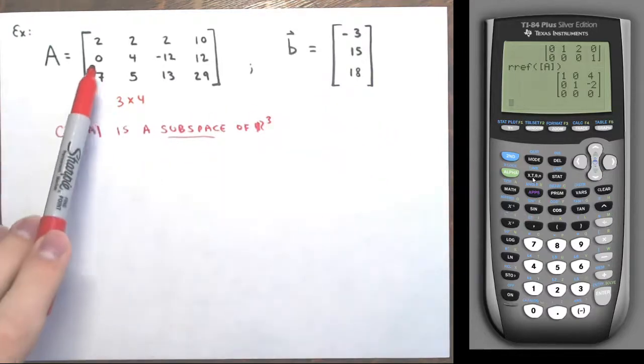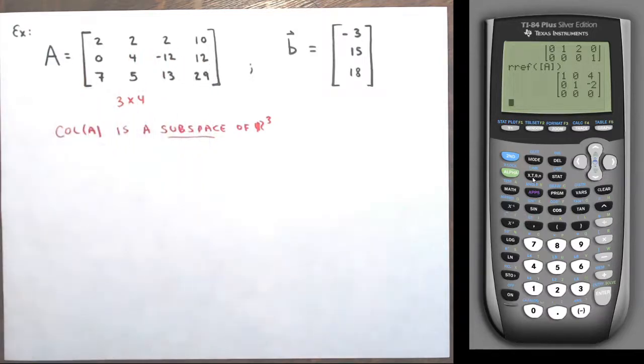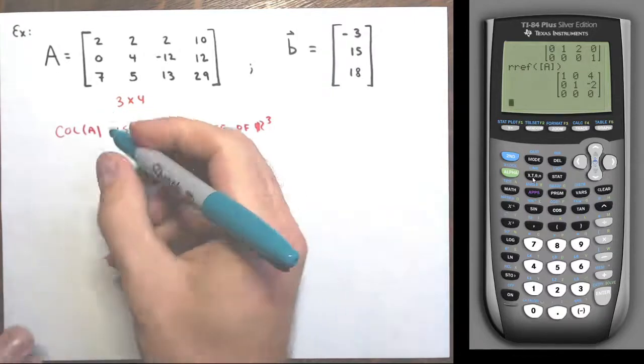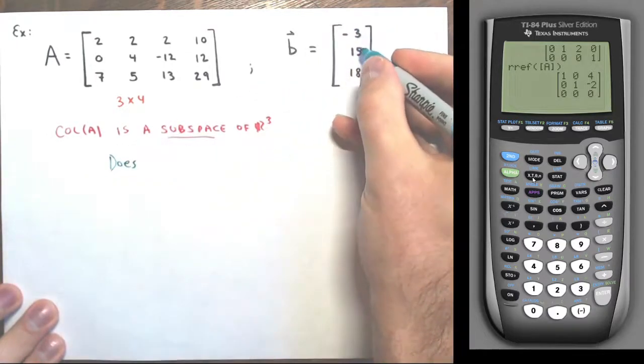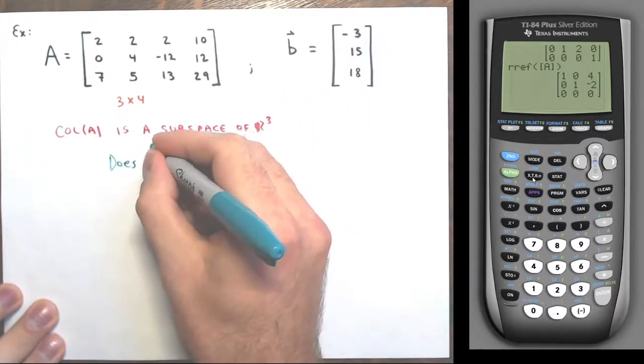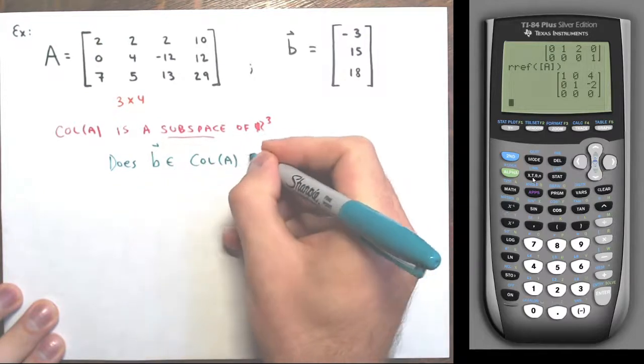So if you looked at all linear combinations of these 4 column vectors, the span of those 4 vectors again forms a vector space, and that vector space is a subset of R3. So you have what's called a subspace of R3 again. So same question as every problem here. Does this vector, this -3, 15, 18, belong to the column space of this matrix?